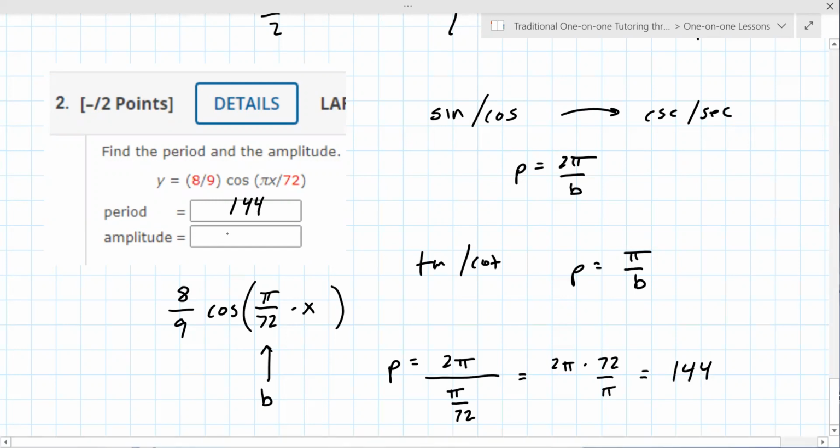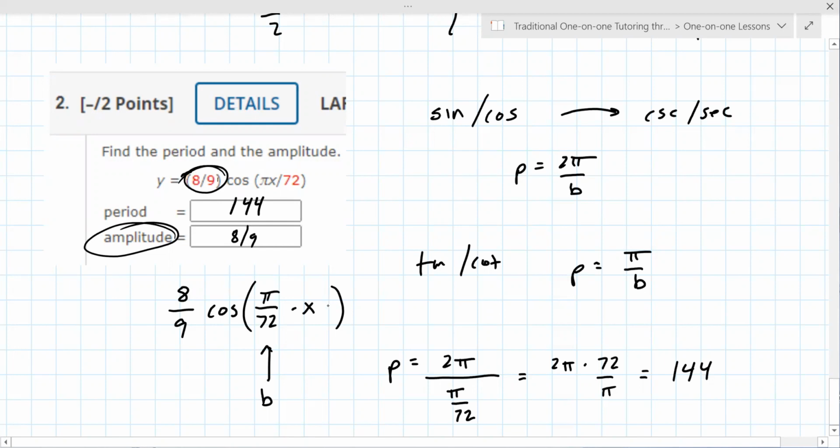All right, amplitude. Jamie, what is the amplitude of this one? You've done a little bit more with this. Wouldn't it be the 8/9? Yep. Let's say it was negative 8/9. What would the amplitude be? Still 8/9. So it doesn't matter whether it's positive or negative. The amplitude is the absolute value of this number in front.